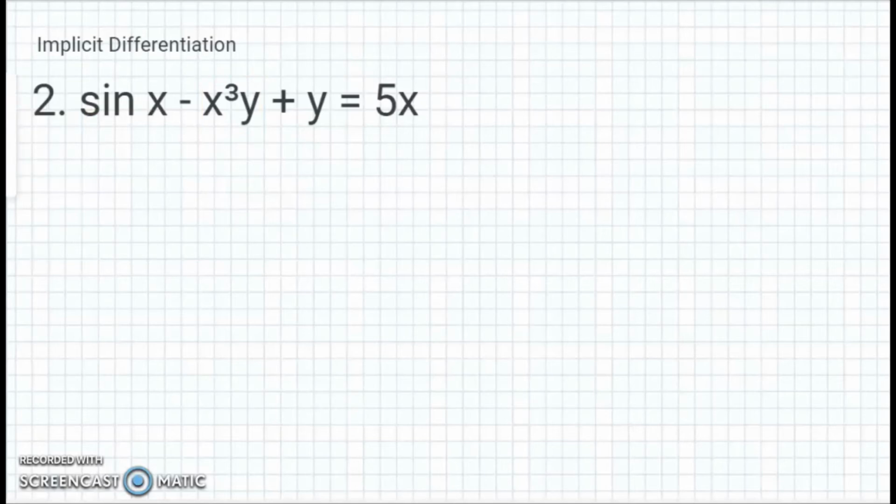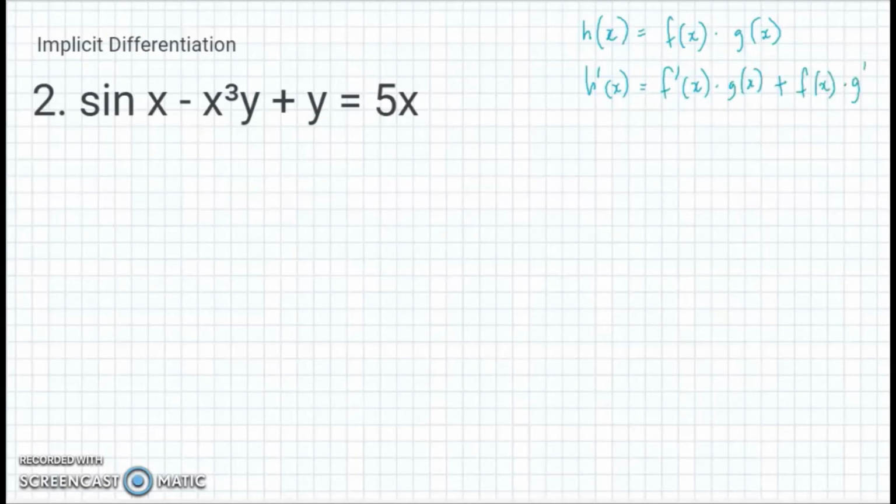If you have a certain function, h of x is equal to the product of f of x and g of x, so its derivative is equal to the derivative of the first factor multiplied by the second factor plus the first factor multiplied by the derivative of the second factor. Okay, let's proceed. Let's do step number 1.